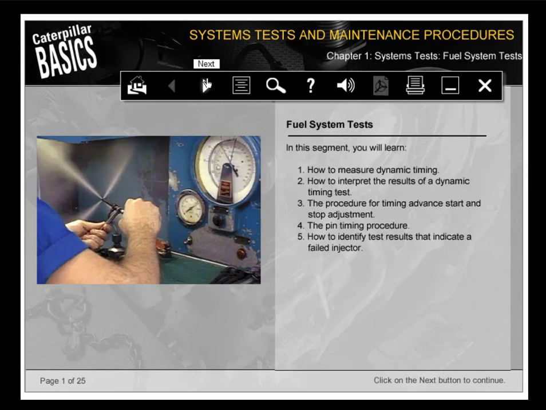In this segment, you'll learn the procedure for measuring dynamic timing and be able to interpret the results of a dynamic timing test. You'll learn the procedure for adjusting timing advance start and stop. You'll learn about pin timing, and you'll be able to identify test results that indicate a failed injector.